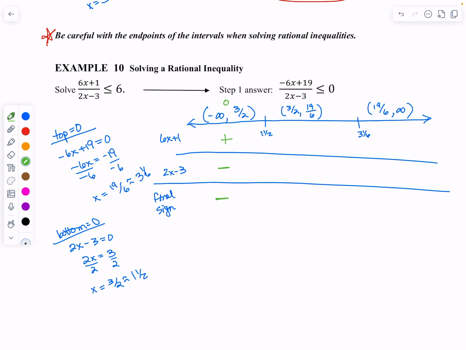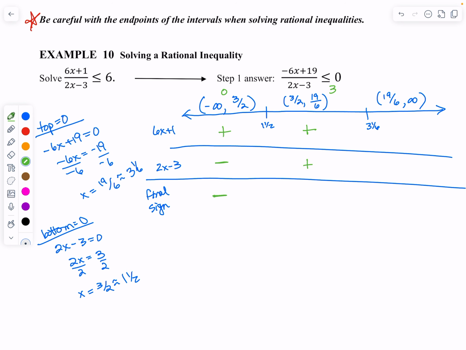Let's do one in the middle. I need to pick a number between 1.5 and 3 1/6. So maybe 3. It doesn't really matter, but let's pick 3. I'm going to plug 3 in here. So that's 18 plus 1, which is going to be a positive number. And then I'm going to put a 3 in here. So 2 times 3 is 6, minus 3, that's going to be a positive number. So a positive divided by a positive is a positive.